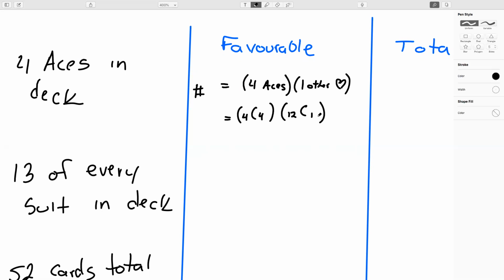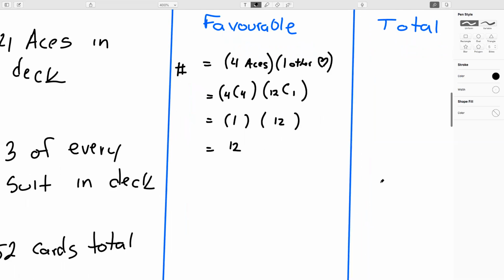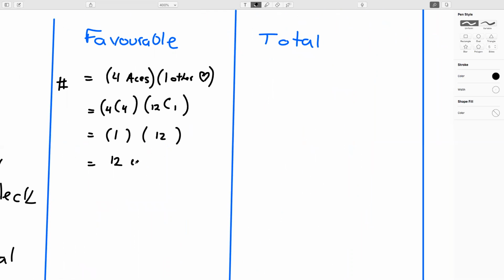4 choose 4 is simply going to be 1, but what we're interested in is the 12 choose 1, which is 12. So this is 1 way to choose 4 from 4 and 12 ways to choose 1 from 12. So there's only actually 12 hands that satisfy this requirement. It's really not very likely. Okay. So there's 12 ways, or 12 hands.